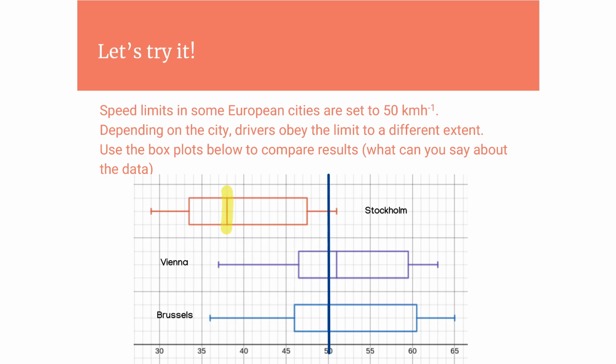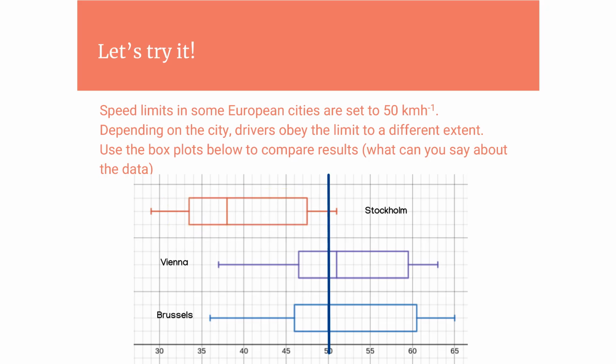In Stockholm, the median is coming in at about 38. The maximum is just barely at 51, so it's just barely over the speed limit. The minimum is way down at 28, and the first quartile is at 33, and the third quartile looks like it's 47.5. Overall, it looks like Sweden is a very law-abiding group of people when it comes to speed limits. Or maybe they've got really heavy traffic and they just can't drive fast enough.